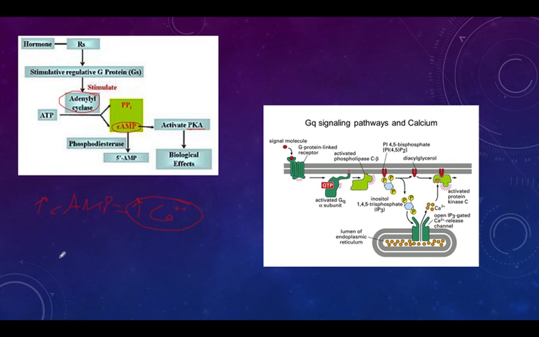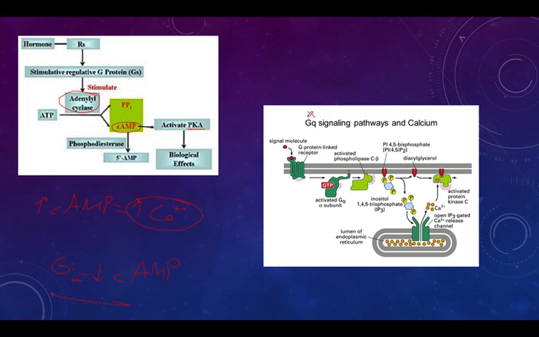When we're talking about GI, G inhibitory, all it is is just the exact opposite of the GS. So when the receptor is activated in the case of a GI, there is an inhibition of adenylyl cyclase, and because of that, there's a decrease in cyclic AMP. So that's all you have to remember for that. Anytime you see cyclic AMP, think calcium.